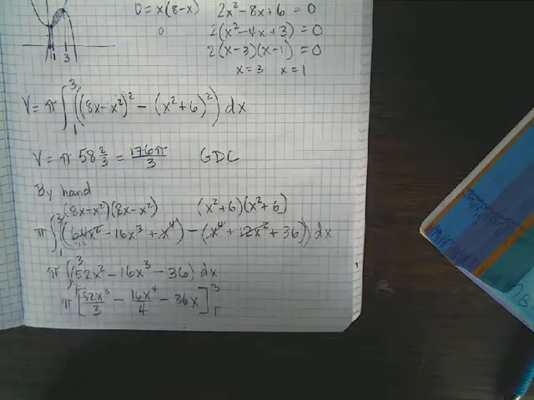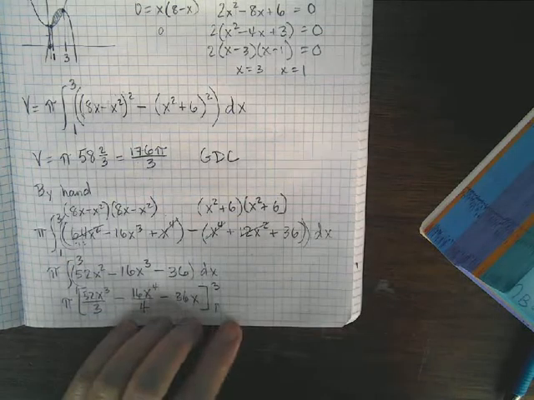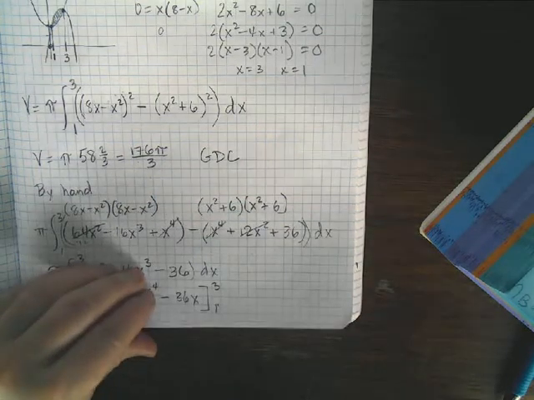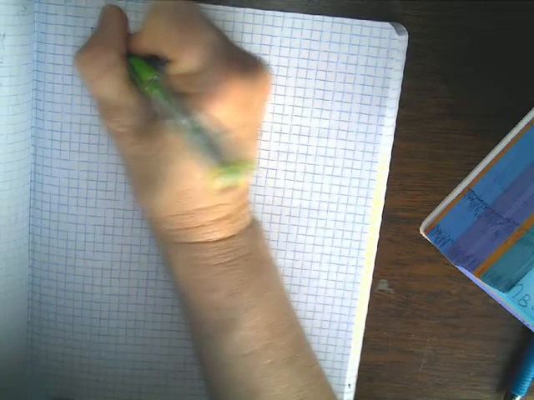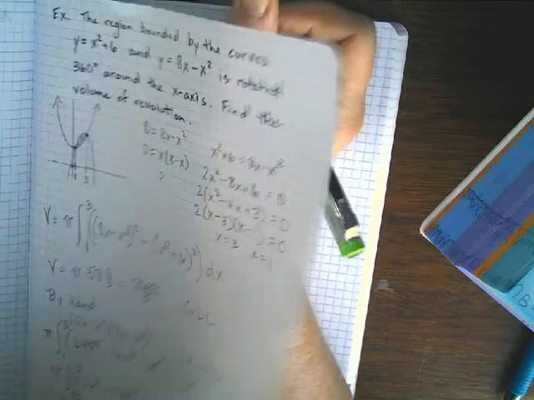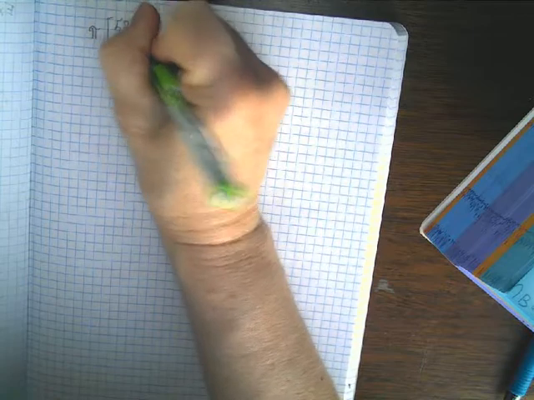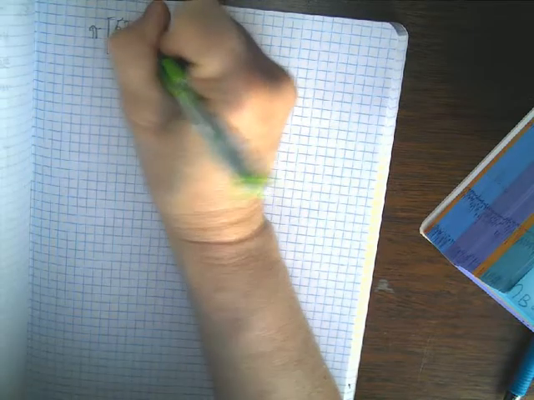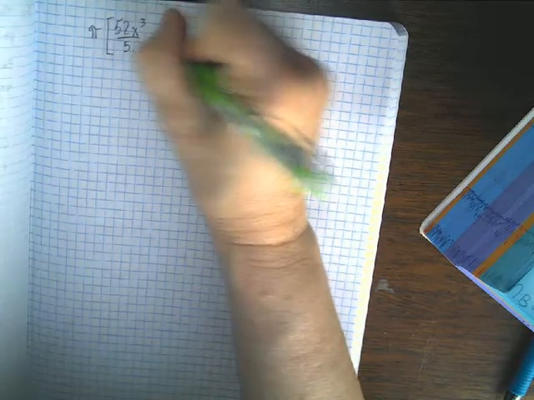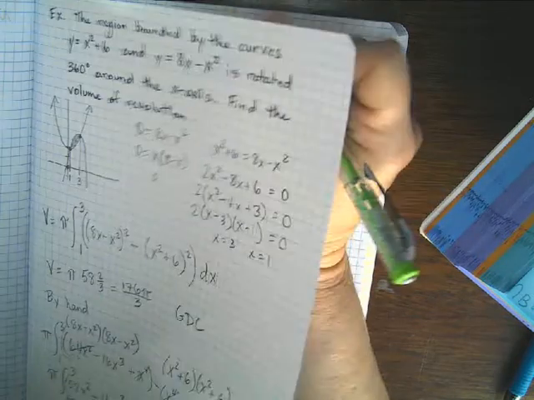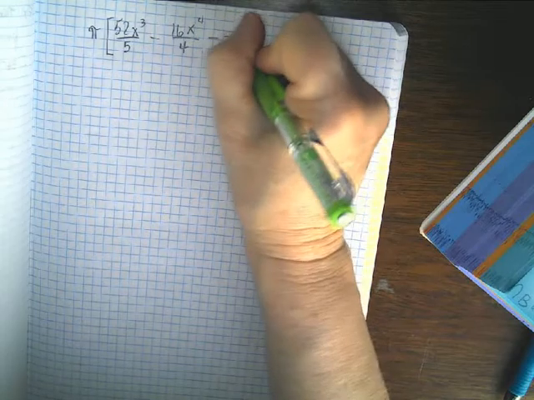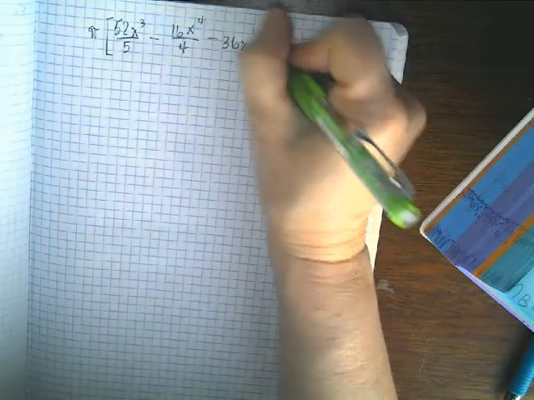I'm running out of room. I'd have to do this on the next page maybe. Okay, let's go to the next page. So if I kept going, let me copy this over. I'm going to have pi, 52 x cubed over 5 minus 16 x to the fourth over 4. You can tell I'm doing this live. No net. I did not do this ahead of time, so hopefully I haven't made any mistakes yet.